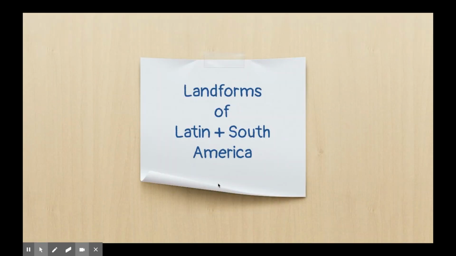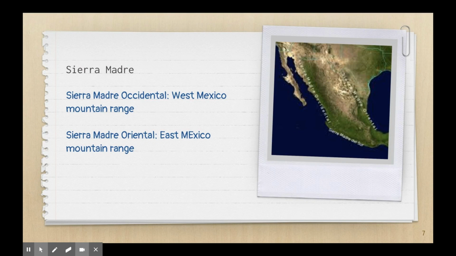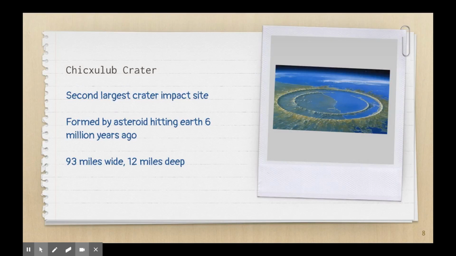So some landforms that we're going to need to know. You have the Sierra Madre Occidental, and the Sierra Madre Oriental. The Occidental is on the west side of Mexico, and the Oriental is on the east, and they are both mountain ranges. The Chicxulub crater, which is the second largest crater impact site in the world. It was formed by an asteroid hitting Earth 6 million years ago. It is 93 miles wide and 12 miles deep.